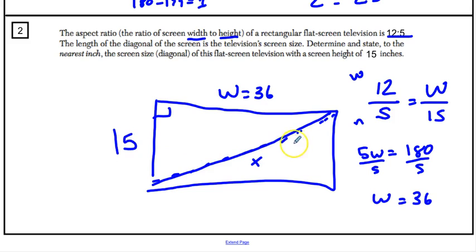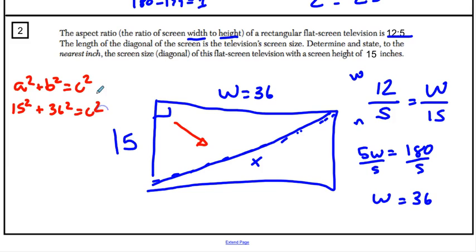So if I want to find that, I'm going to use the Pythagorean theorem because that is how you find the missing side of a right triangle. So let's plug what we know in. Our legs are 15 and 36. Our hypotenuse is x. Remember, you find your hypotenuse by going across. The Pythagorean theorem is a squared plus b squared is equal to c squared. Let's plug in what we know. A is 15. All right, so 15 squared plus 36 squared is equal to c squared.